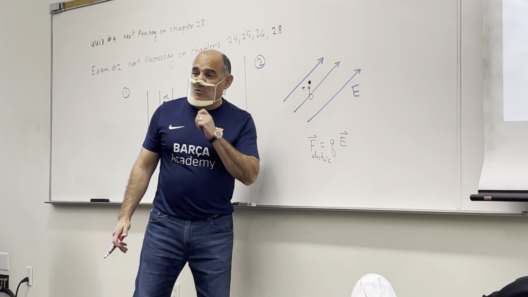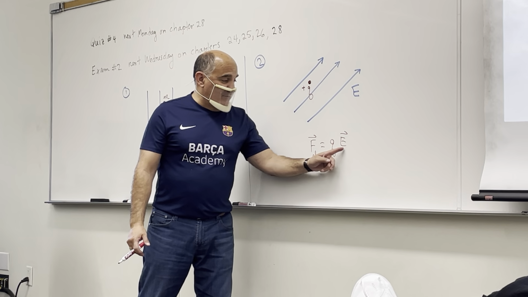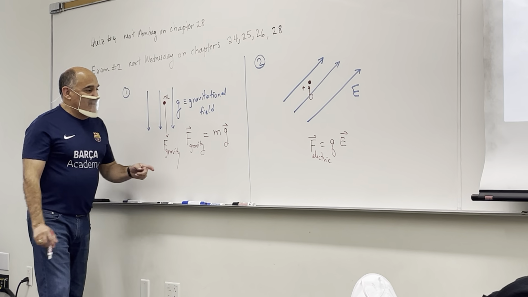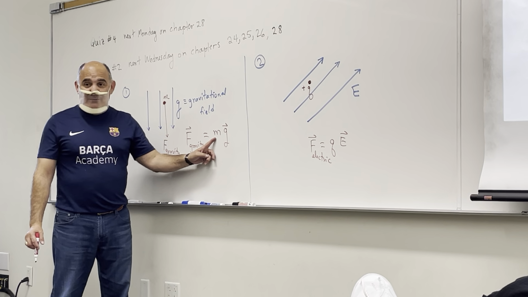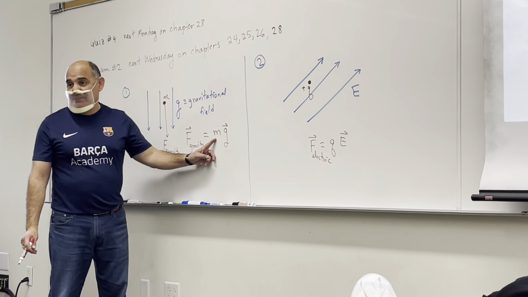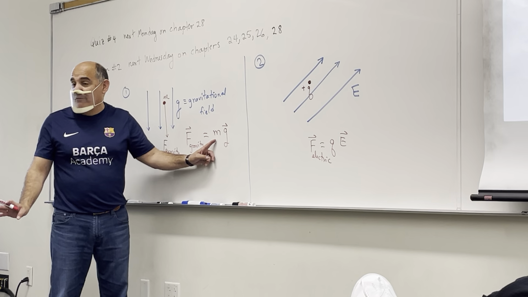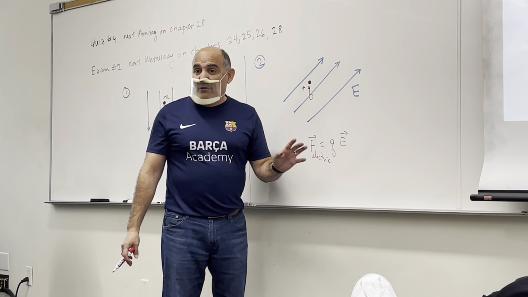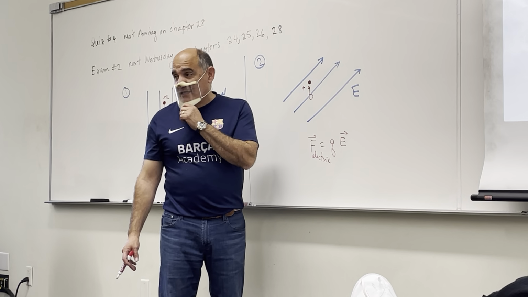And charge is a scalar quantity, so a scalar times a vector gives me a vector. But we have to be more careful than in the case of gravity, because the mass of any object, if it has mass, is positive. Only positive, never negative. We don't know of any object yet that has a negative mass. But charges, we do know of charges that are positively charged or negatively charged.